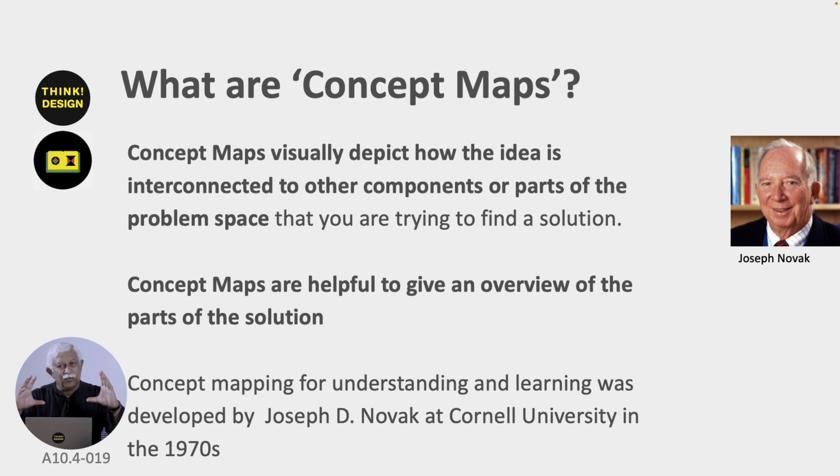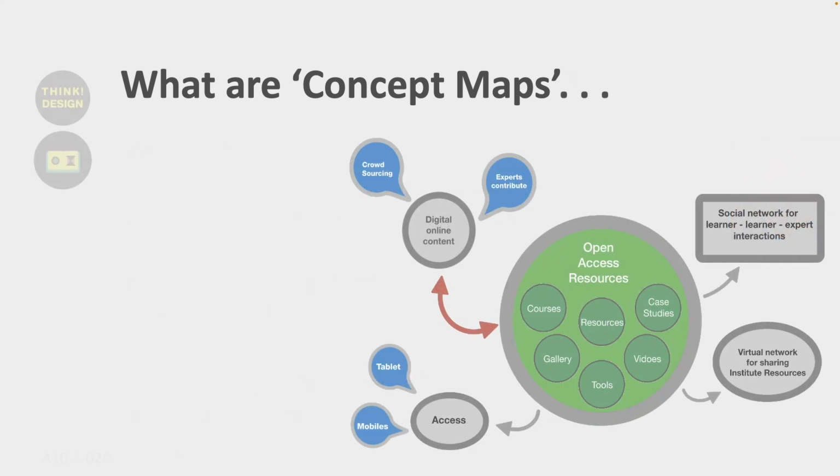So, at one glance you can actually explain what your idea is, and you need to be visual. You can actually draw it, but also you can see how the parts are connected to it. Concept maps are very helpful to give an overview of the parts of the solution, how they combine together and depict it. So, let us look at an example.